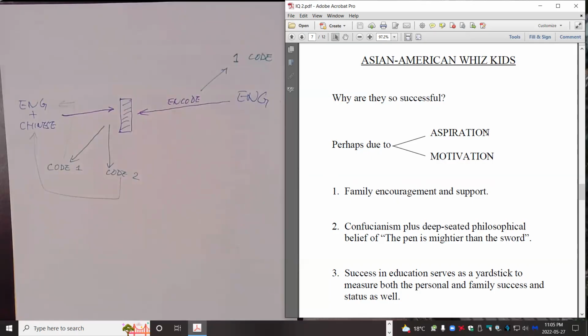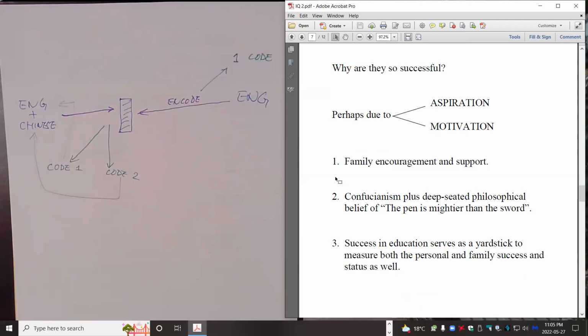They aspire to become someone significant, say a lawyer, a professor, a doctor, that type of thing. And they are highly motivated to succeed in whatever arenas. That is also due to the following: family encouragement and support.